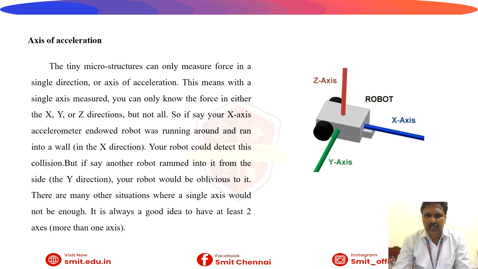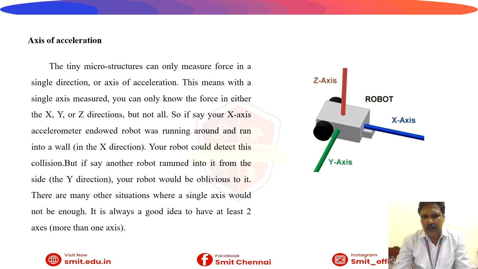The tiny microstructures can only measure force in a single direction or axis of acceleration. This means with a single axis measured, we can only know the force in either the x, y or z direction, but not all. Only a single axis is measured. So if you say your x-axis accelerometer is on a robot running around and it ran into a wall in the x direction, your robot can detect this collision. In the direction of x only, the robot can analyze the collision.